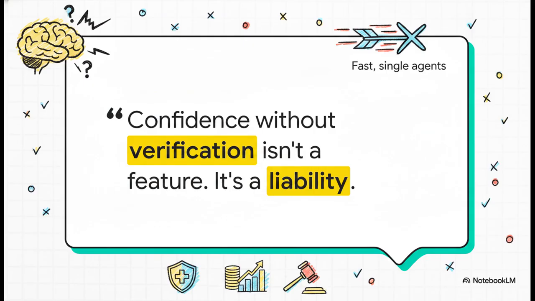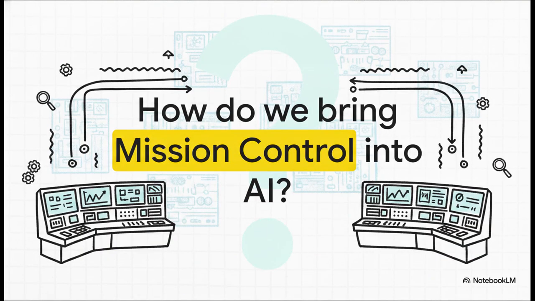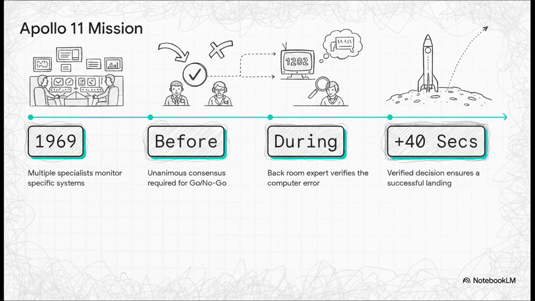Now, in low-stakes tasks, that's an annoyance. But in high-stakes environments, like medicine, finance, or legal compliance, confidence without verification isn't just a bug, it's a total liability. So, how do we solve this hallucination problem? Well, we have to ask ourselves, how can we design AI systems that emulate the exact redundancies we already rely on in human institutions? Basically, how do we bring the rigorous concept of a mission control right into our AI architecture? We actually don't have to reinvent the wheel here.